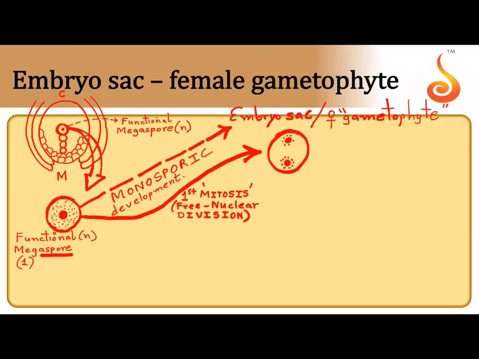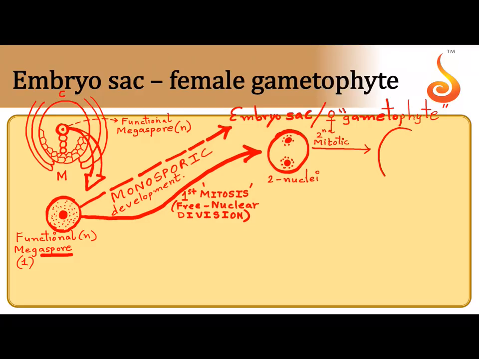When I say free nuclear division, the cytoplasm is not dividing. Only the nucleus, karyokinesis is happening, cytokinesis is not happening. So after the first mitotic free nuclear division, how many nuclei do we get? We get a megaspore with now 2 nuclei. Okay, now next, again a second mitotic division, which is also free nuclear.